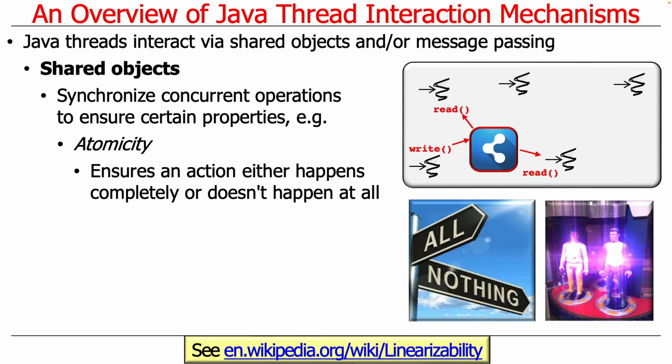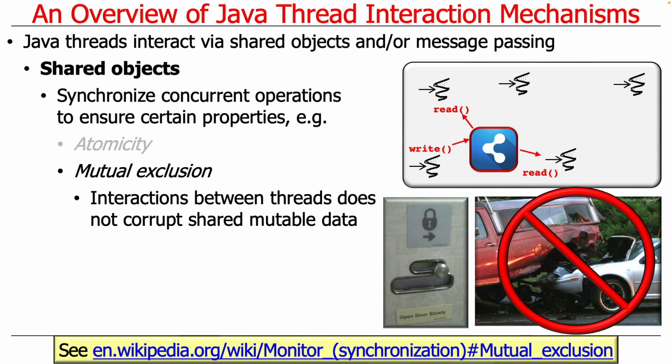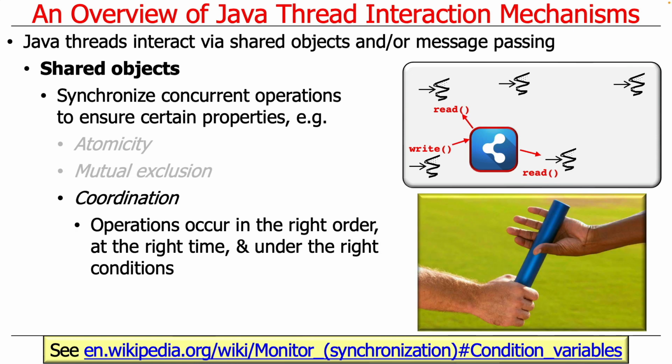There's a bunch of features that enable that. Mutual exclusion, we just talked about in the context of critical sections. It ensures that interactions between threads will not corrupt shared mutable data or shared mutable state. So we don't want the threads crashing into each other. I always think about the protocol for using the restroom in an airplane as an example of mutual exclusion and the way that protocol works.